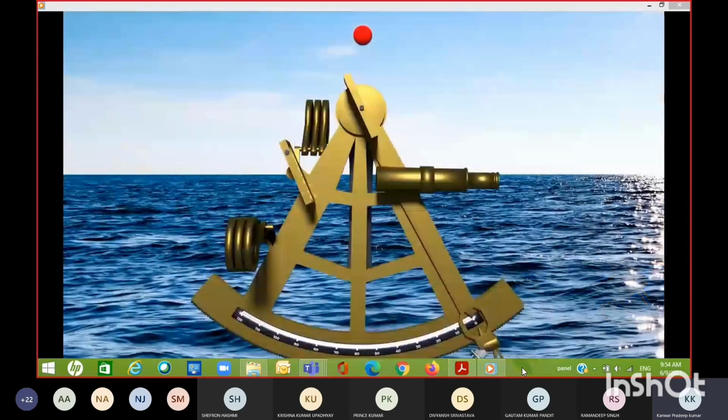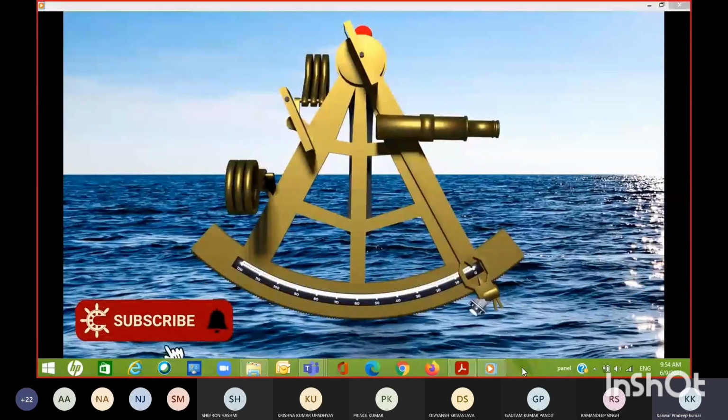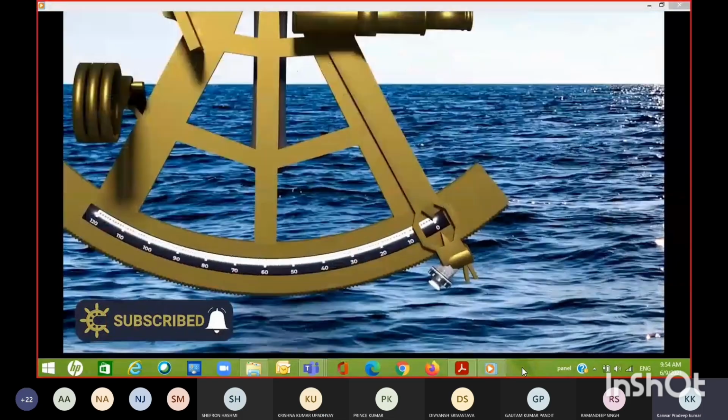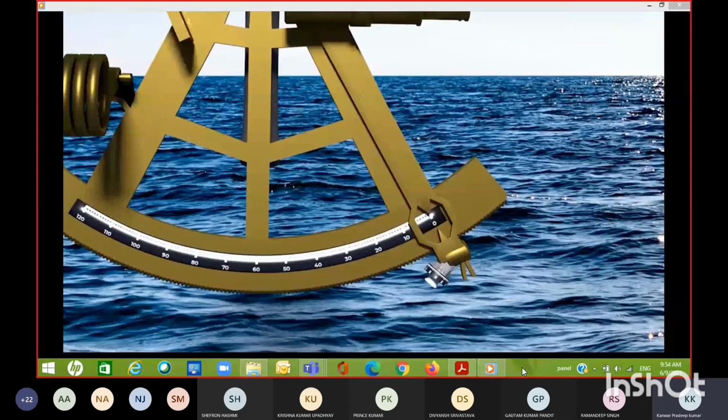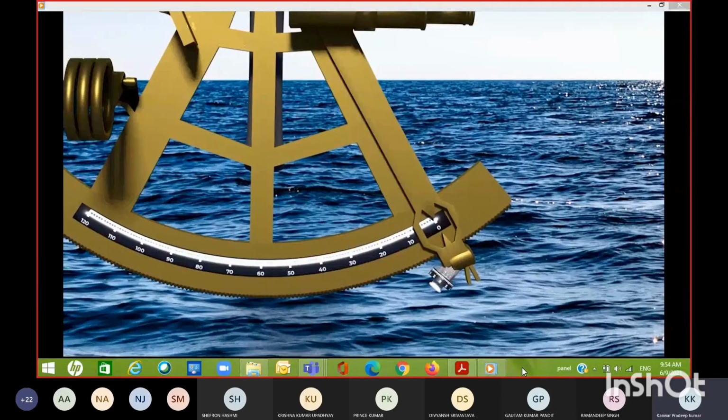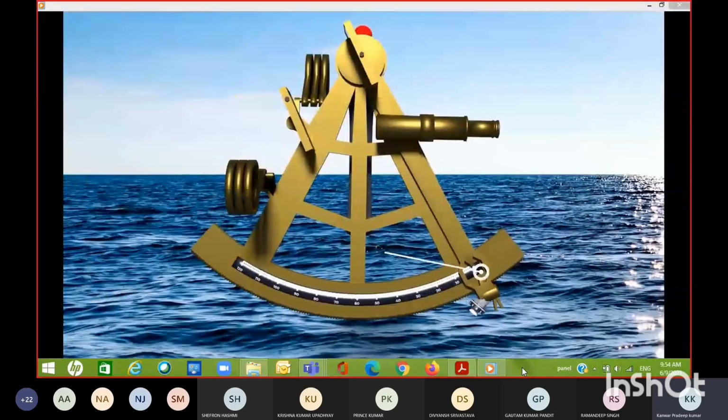So, the first step is to set the index arm and micrometer drum to 0, or as close to 0 as possible. If you have a small index error, of course, 0 on the scale will not quite be 0 according to the instrument. At this point, it doesn't really matter because you're going to apply index error at the end. While set at 0, the instrument is basically just a telescope.